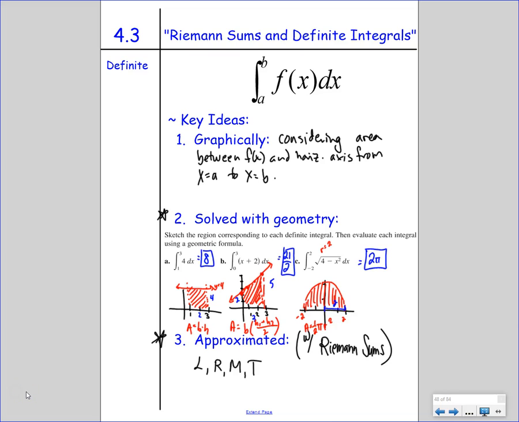We can solve for area exactly whenever the boundaries of any of the shapes are linear or circular. I mean the area between the function and the horizontal axis, between a left bound and a right bound for any definite integral. When the boundaries are linear or circular, we're good. Geometry, done.